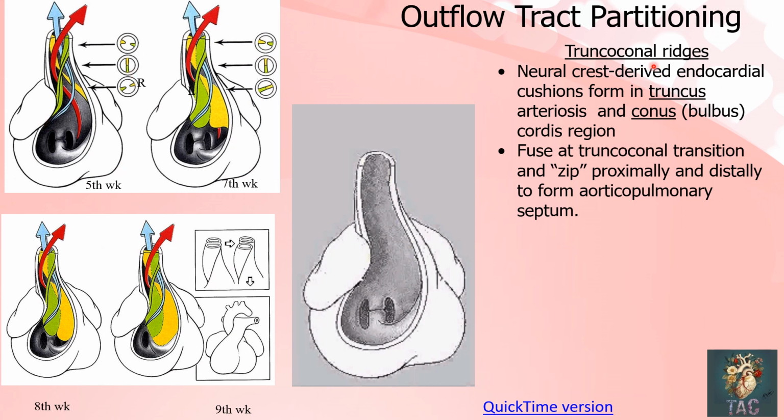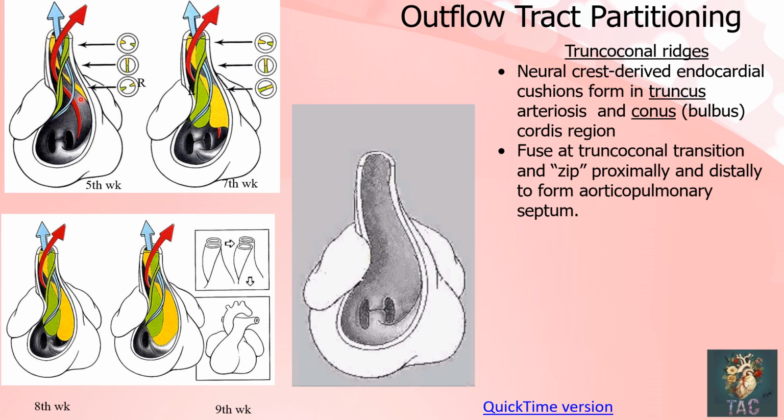The conotruncal ridges are basically derived from neural crest cells, which form the endocardial cushions in the truncus arteriosus and conus cordis. They fuse at the conotruncal transition and zip proximally and distally to form the aorticopulmonary septum. Here in this diagram, you can see the 5th week of development.